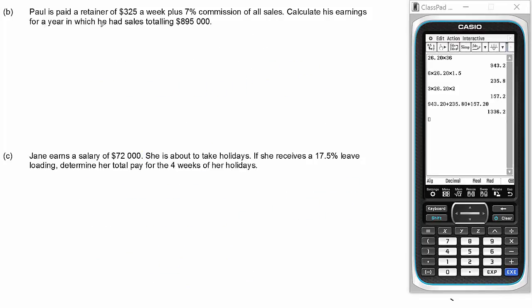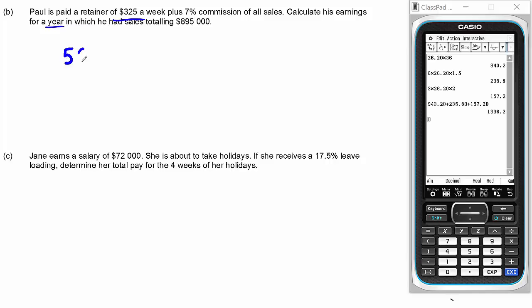Paul is paid a retainer of $325 a week plus 7% commission on all of his sales. Calculate his earnings for a year in which he had sales totaling $895,000. Okay, so this is weekly.